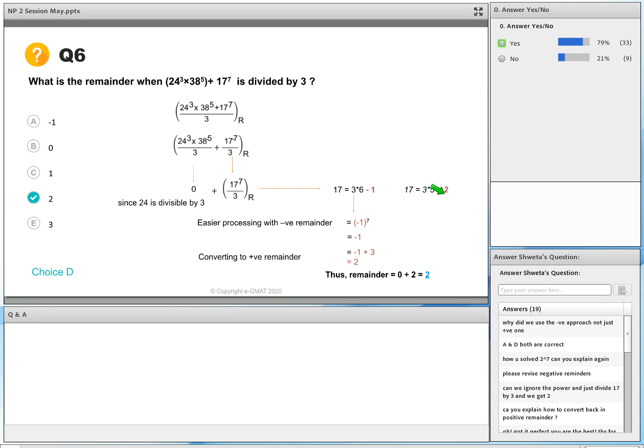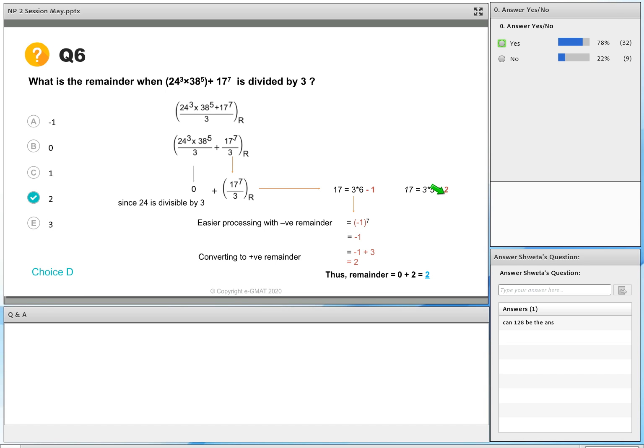How do you solve 2 to the power 7? Well, I know the value is 128. Because I know it, I could do that quickly. You might have to actually multiply this. Can we ignore the power? No, you can't ignore the power. You have to take everything in the question. So I answered a lot of questions here, tried to do as well as I could. Let's hope that this one helps you in the next one.